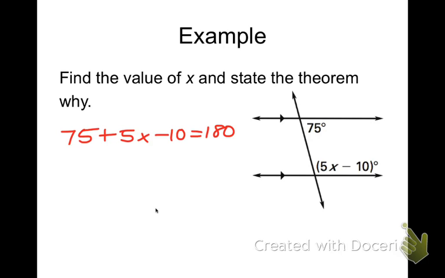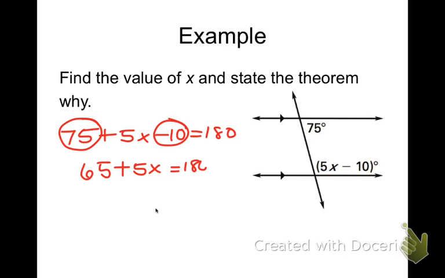Combine your like terms. Some of you guys are still doing this. Watch so you don't do this. Why is this step right here incorrect? No, no, no, no, no. Okay, so 75 and a negative 10 is 65 plus 5x equals 180. Subtract your 65, which I heard it is 115.